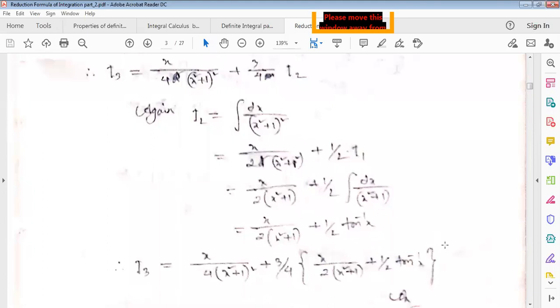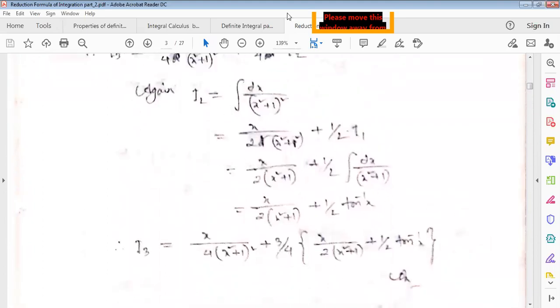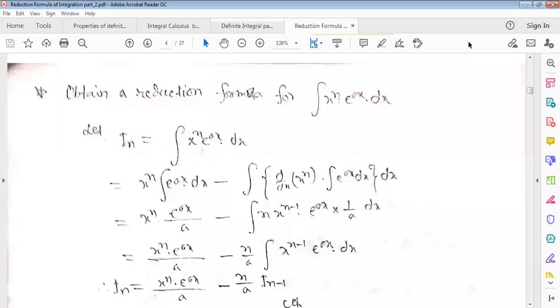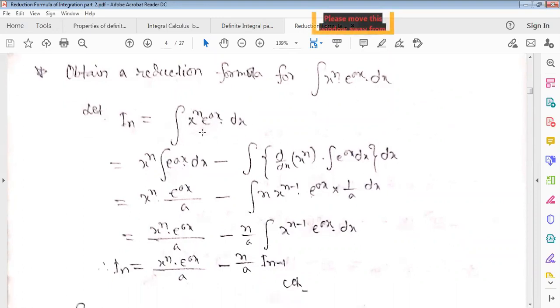This is the required result. Obtain a reduction formula for the integral of x to the power n e to the power x dx. Now I_n equals the integration of x to the power n e to the power x dx. We will proceed in a similar process, using the UV process.